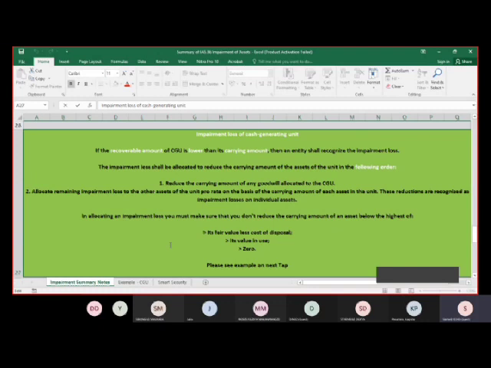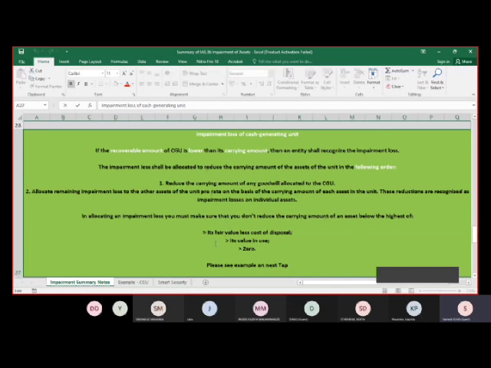You'll see when I make an example. In allocating an impairment loss, you must make sure that you don't reduce the carrying amount of the asset below the highest of its fair value less cost of disposal, its value in use, or zero. You'll see when we make an example. Please see the example on the next step.